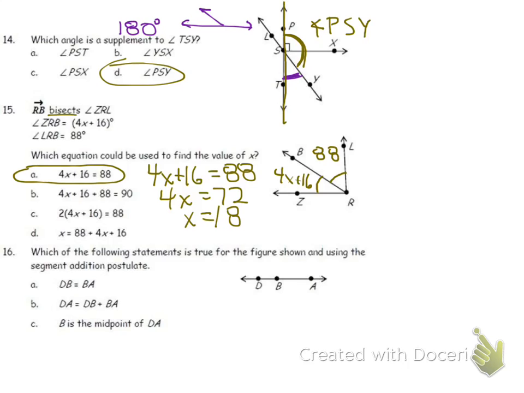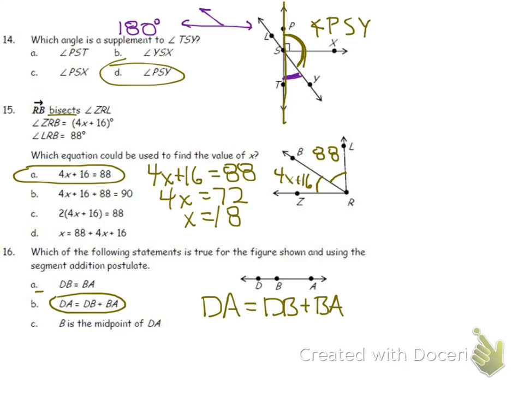16. Which of the following statements is true for the figure using segment addition postulate? So segment addition, with just ignoring the answers, we know that if we take the whole thing, DA, it's equal to the sum of its parts, DB plus BA. And when I look over, that's answer B.